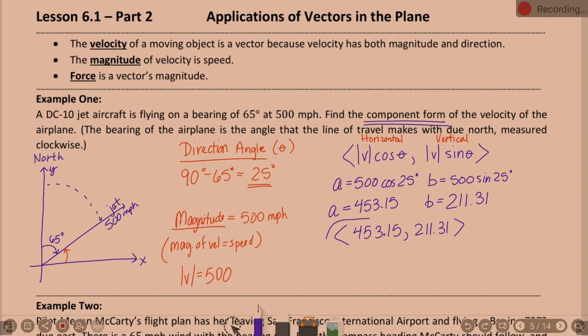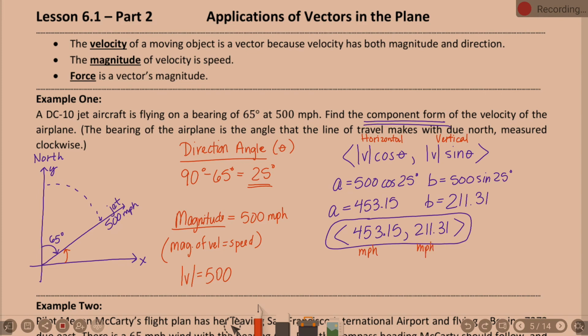Now, does this make sense? When you explain it, 453 and 211. I feel like I drew this angle a little bit high, but if we go right 453 and up 211, does that make sense? Like I could land on that vector. Yes. Okay, and that's the idea there. What this vector means here, these are both speeds. So this 453 and 211 are both miles per hour.